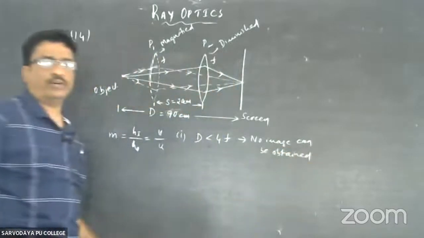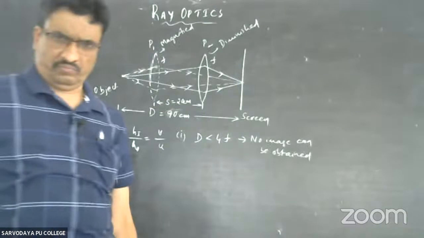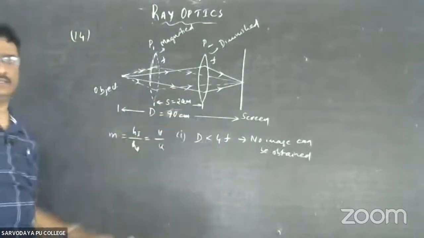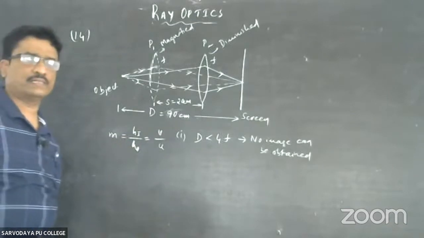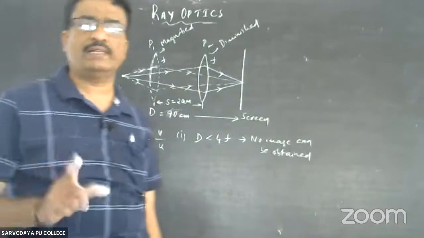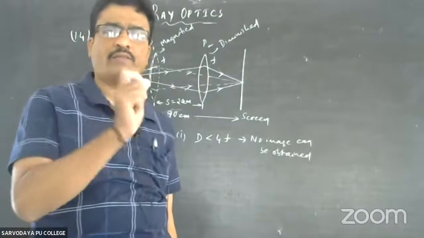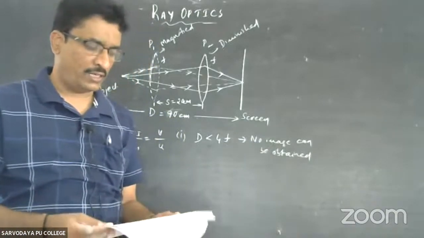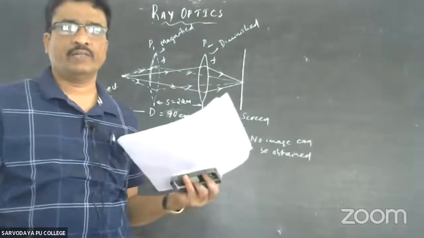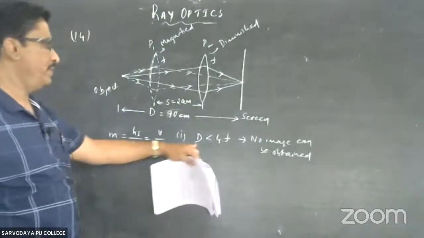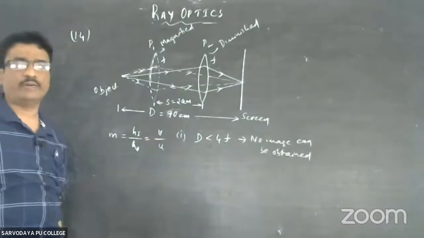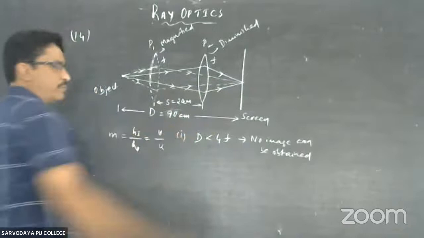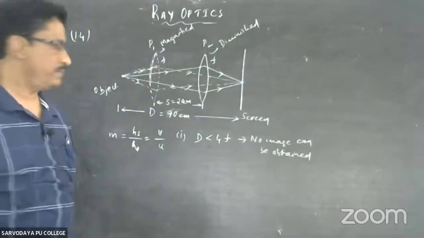That means whenever you want to get the image of an object on a screen, the distance between the object and the screen should always be greater than 4 times the focal length of the convex lens that we are using. If the distance is less than 4f, no image can be obtained on the screen, irrespective of the position of the lens. However you place it, you won't get the image.